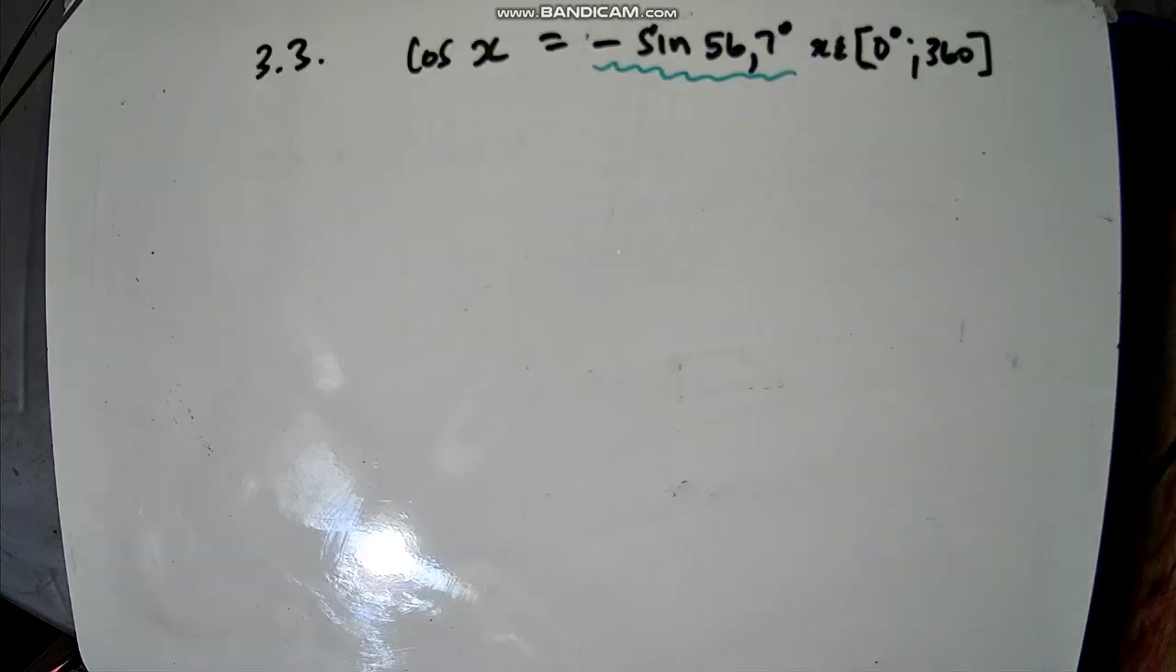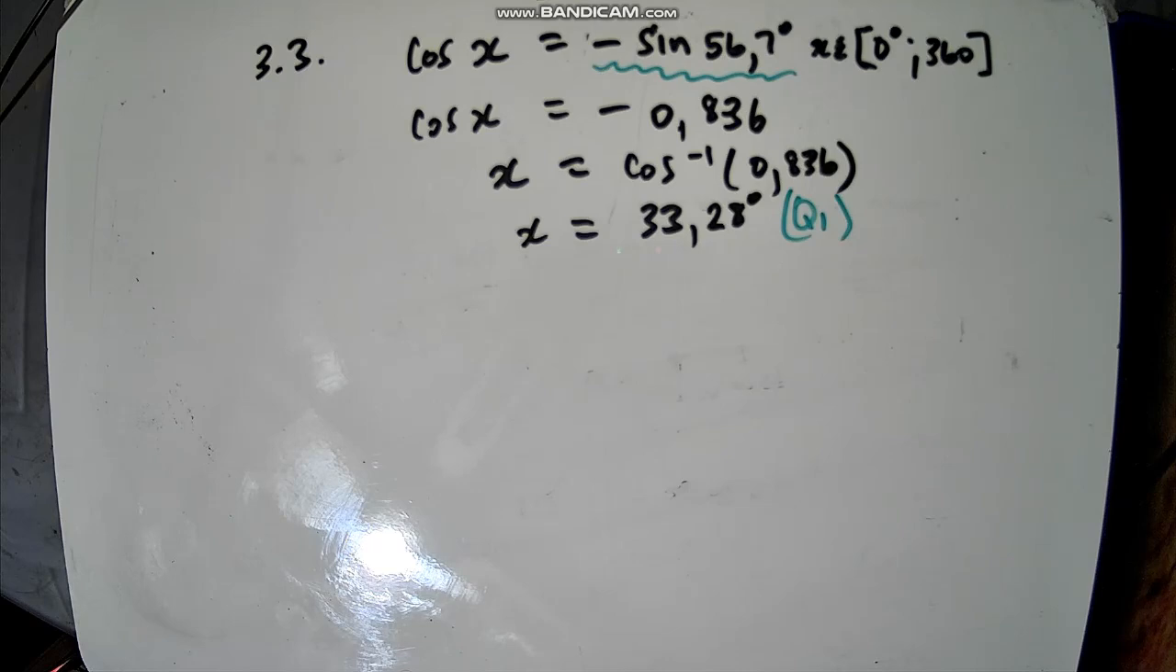So in the next question, we have cos x is equal to negative sine 56,7 degrees, and they give us the interval there, 0 to 360. So the first thing to do is to punch that into your calculator, negative sine 56,7, and get a decimal answer. The next thing is to move cos to the other side and solve for x. Now this will be a quadrant 1 answer. Now notice that cos x is negative.